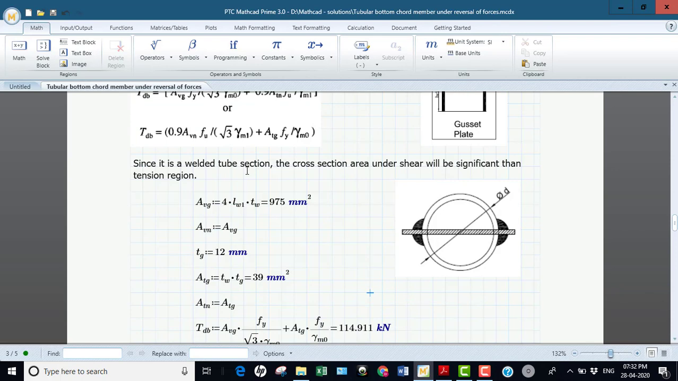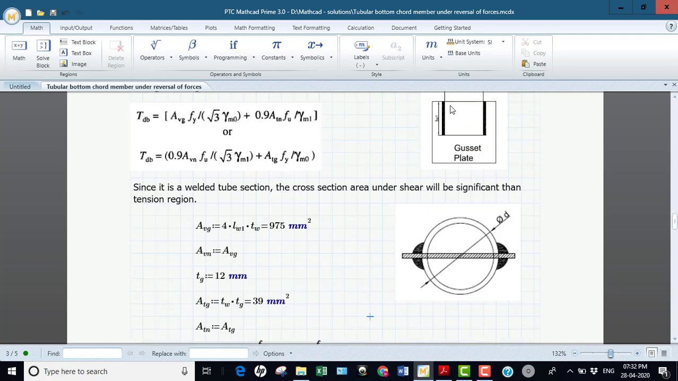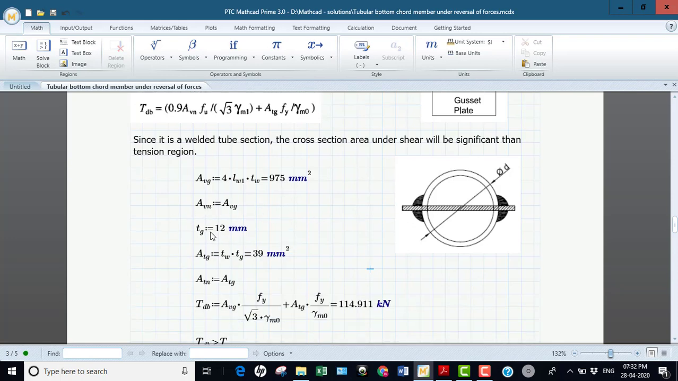By knowing the shear area and tension area, I'm going to calculate the shear area, where the gross shear area is nothing but the length of the weld into the throat thickness. This is the effective area where the shear is going to be experienced. Since it is a welded connection, net area is equal to gross area.